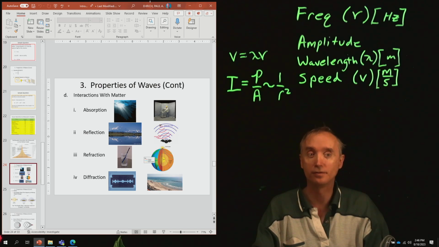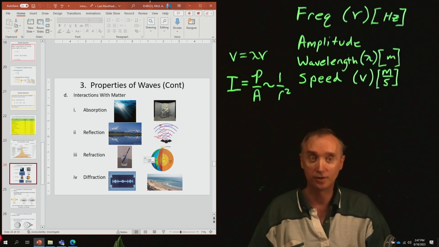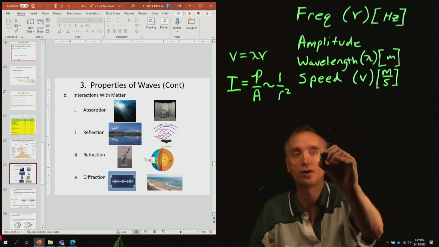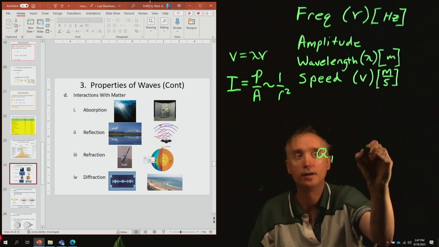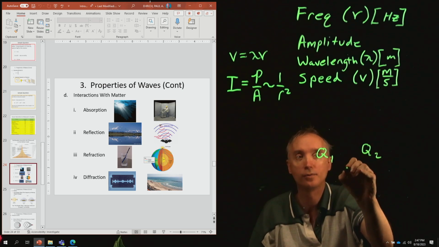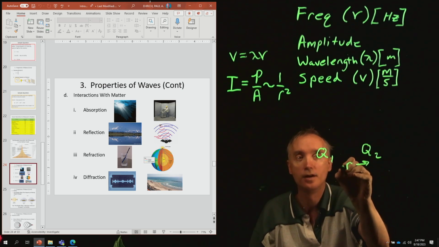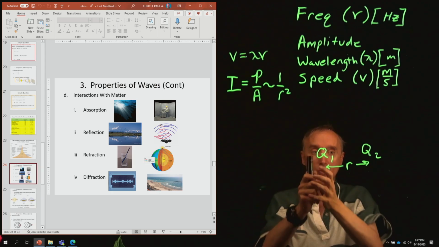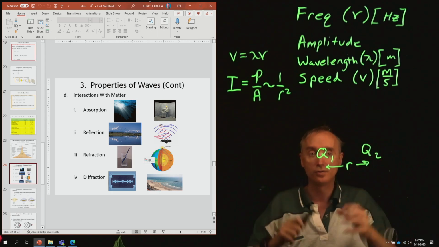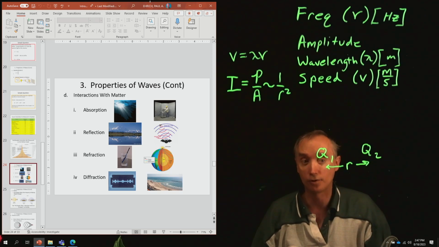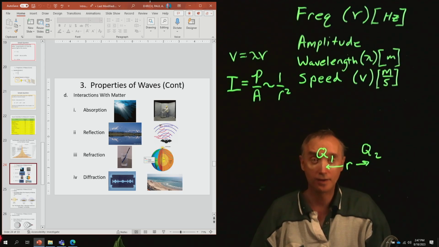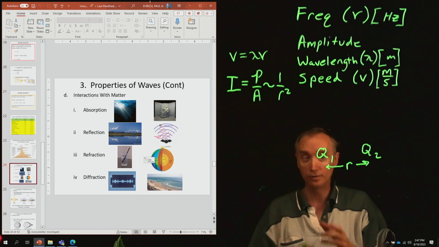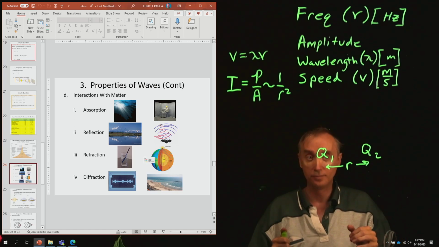And so that was the force of electricity. If you remember, you had charge number 1 and charge number 2, separated by a distance r. And then you had Coulomb's law, which said that the further away the charges get from each other, the weaker the electric force got. Was there anything else that we talked about that got weaker the further away you got?